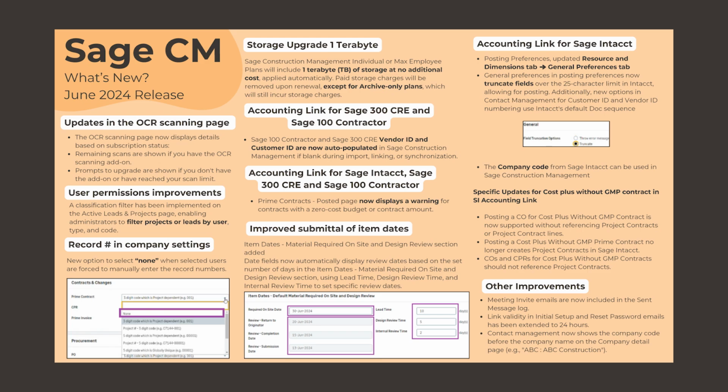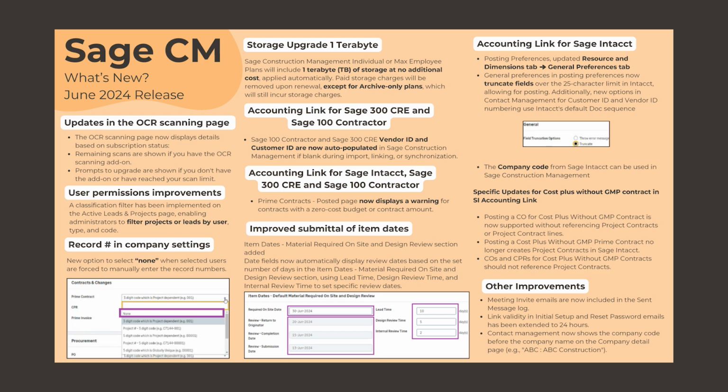So I will start with those, which is the storage update. 1 terabyte is now added to the individual or max plans, at no additional cost. It's automatically applied, and the only exception is for the archive plans. Some other improvements are that the meeting invite emails are now included in the sent message log. The link validity in the setup and reset passwords has been extended to 24 hours, and contact management is now going to show your company code before the company name in the company detail page.